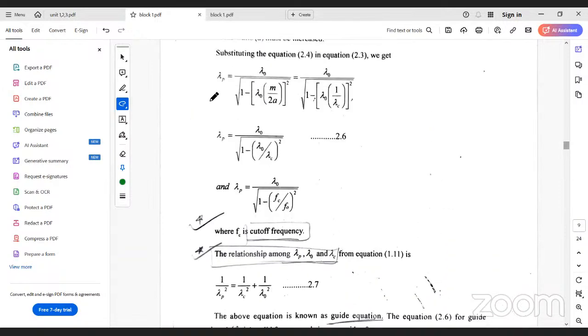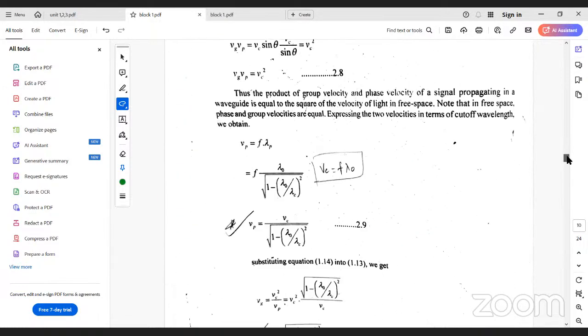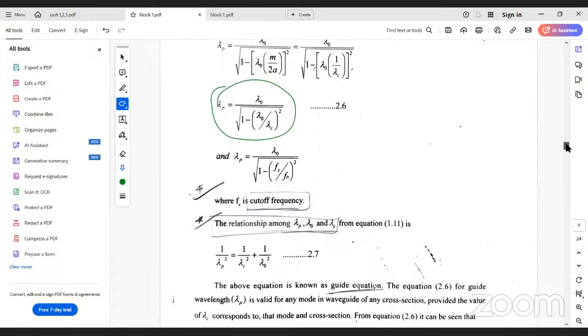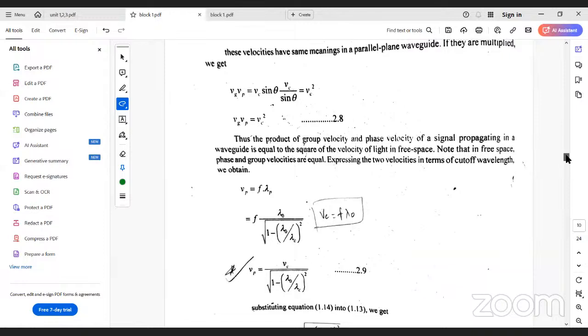Here we have a few formulas in the previous derivation. What is the lambda p formula? Equation number 2.6. Using the previous formulas, I am substituting. Lambda p equal to lambda naught by under root of 1 minus lambda naught by lambda c whole square. That one I am substituting in the phase velocity expression.